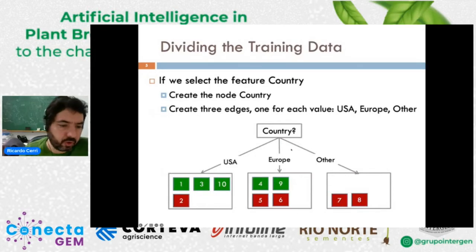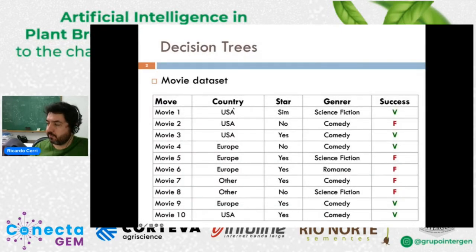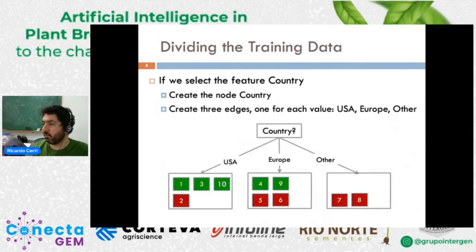Going back to our toy example to see how a decision tree works. If we select the feature country to start constructing our decision tree, we create a node with the feature country, and then we create edges for each value of that feature. If we go back to our toy data set, we see that the feature country has 3 possible values: USA, Europe, and other. So if we choose the feature country, how is it going to divide our data? We are going to check this, looking at the value of the target attribute we want to predict.